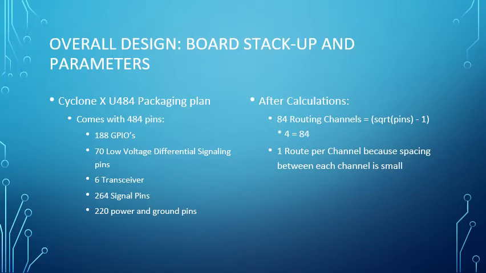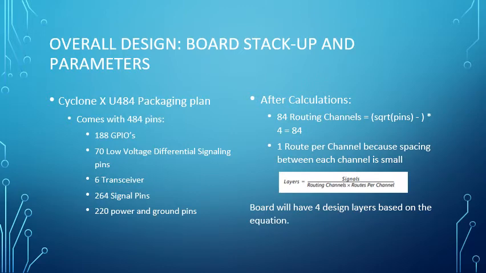Taking the values of what we have in the packaging plan, we would plug it into our equations. To find out how many routing channels we have, we would plug it into the square root of 484 minus 1, multiplied by 4, and that would give us 84 routing channels. We know that there's only one route per channel because the spacing between each of the channels is too small.